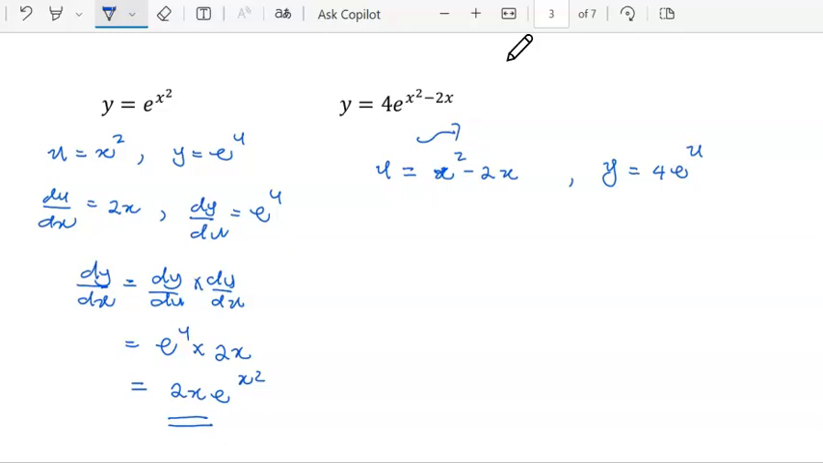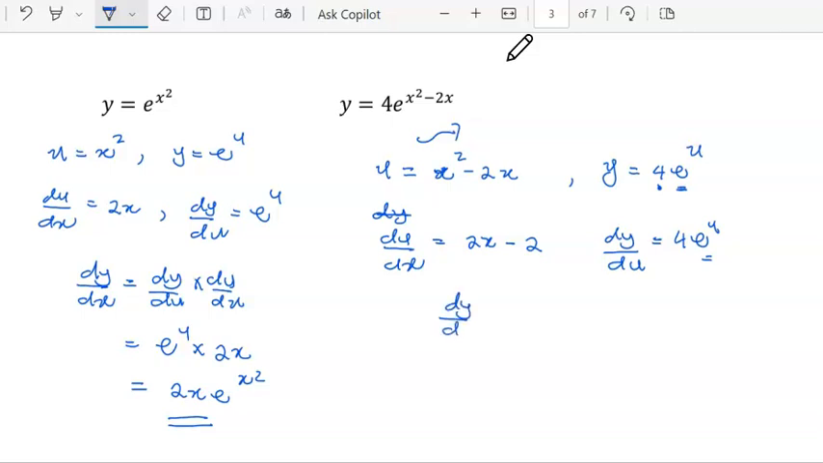E to the power of u. So we have our du/dx as equal to what? As equal to 2x minus 2, and our dy/du as equal to 4e^u, because for the constant, the derivative of e^u is e^u. Then you join them together.